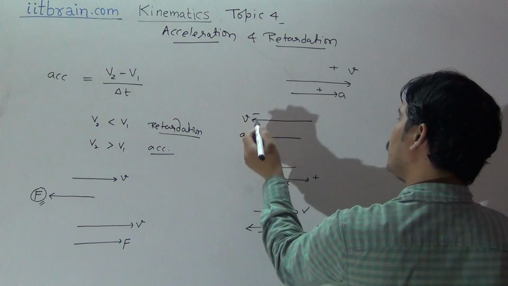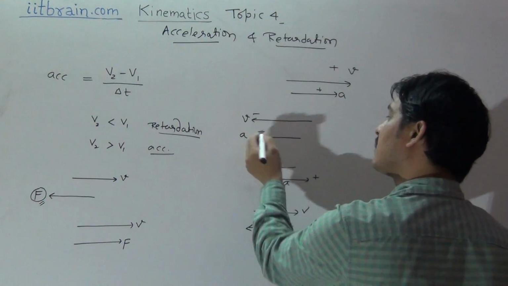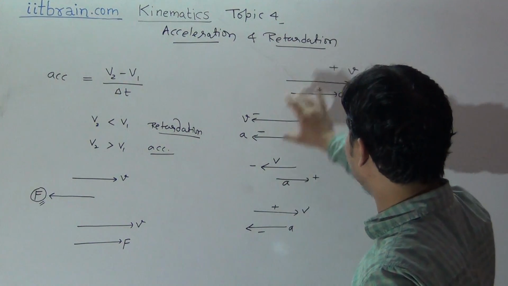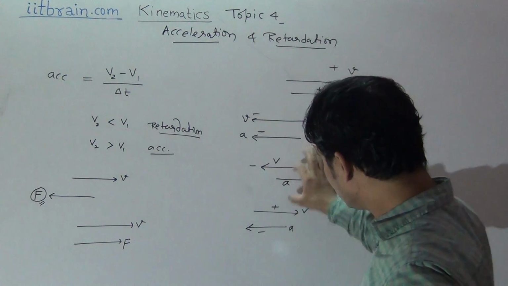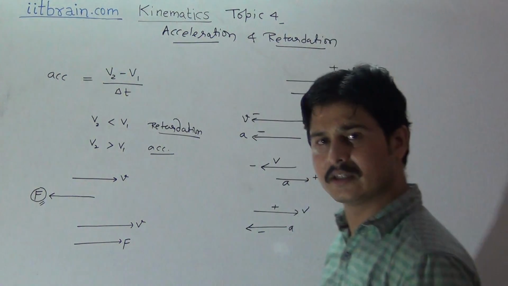If both are positive, both are negative, then the case is associated to accelerated motion. These two are the examples of accelerated motion, and these two are the examples of retarding motion. So this is acceleration and retardation.